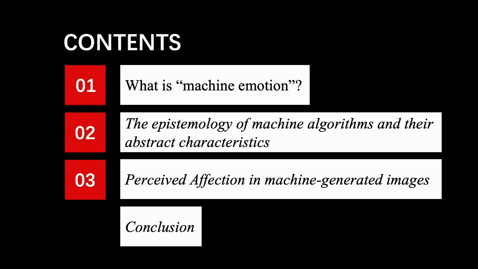Our talk will be in 4 parts. In the first part, we will discuss machine emotion. Then we will examine the epistemology of machine algorithms and their abstractness. After that, we will explain the perceived affection of machine-generated images and the mirror narrative of machine vision. Finally, we will make a conclusion and take a look at the perception of the machine itself.